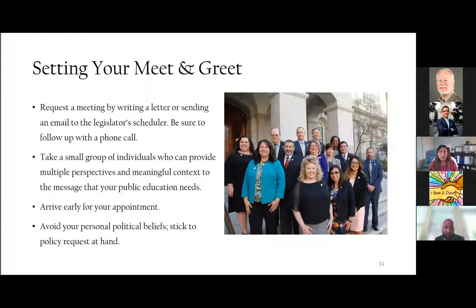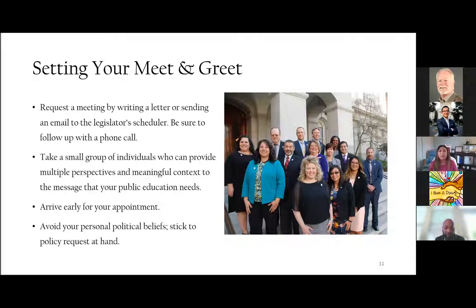Stick to the policy issue at hand. I do not let people know my political affiliation because CASBO doesn't pay me for my political affiliation. My responsibility is to be the voice for public schools, students, and administrators. That doesn't have a political affiliation.